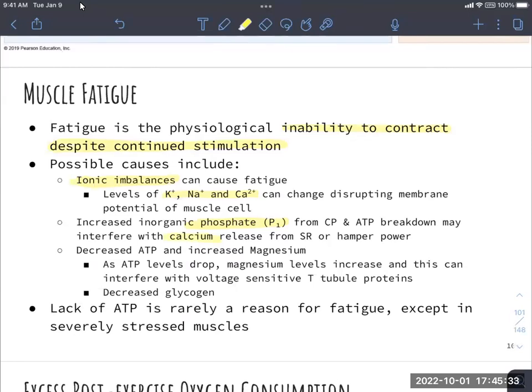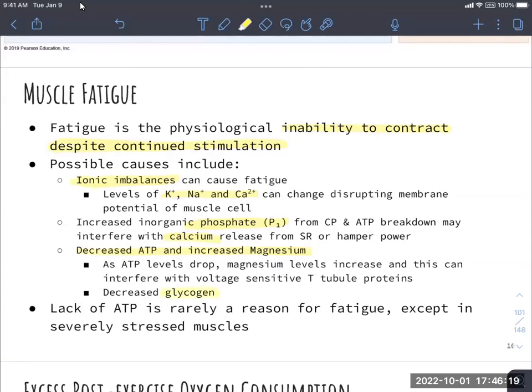We get decreased ATP, and increased magnesium. Magnesium is known as a natural muscle relaxer. So if we get increased magnesium, it kind of interferes with those voltage sensitive T-tubule proteins, which cause that calcium to be released. But if we have more magnesium there, that calcium is not going to get released, which is going to cause your muscles to just not contract.